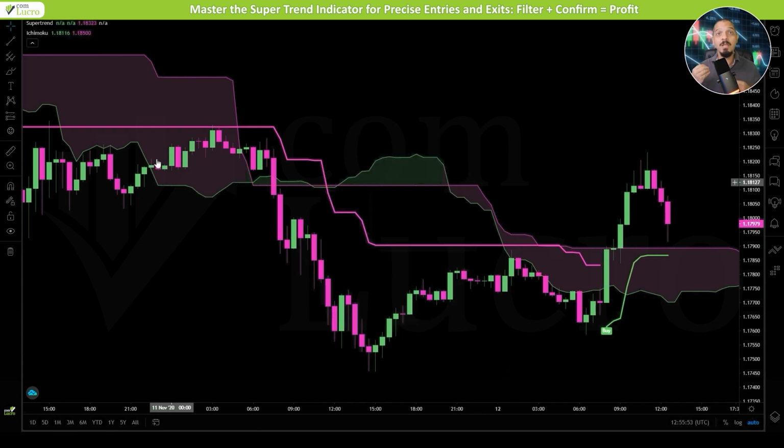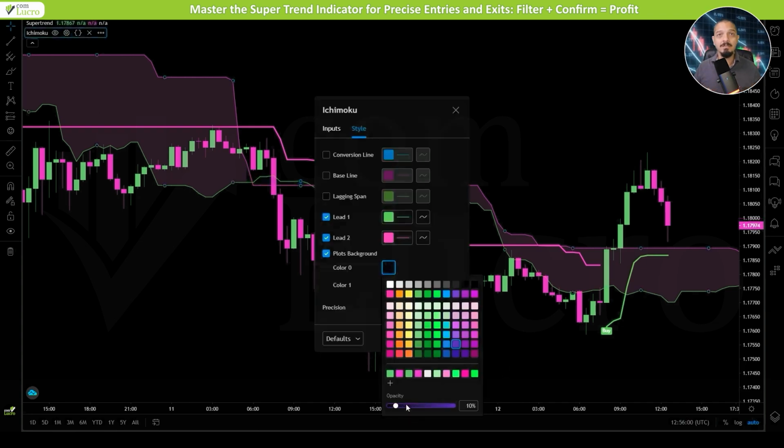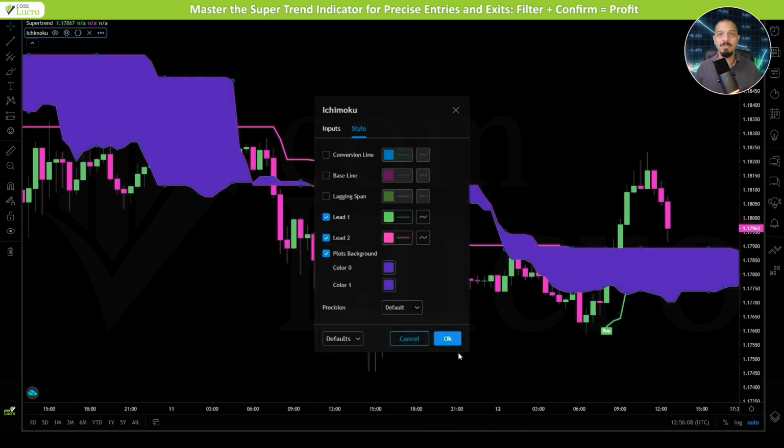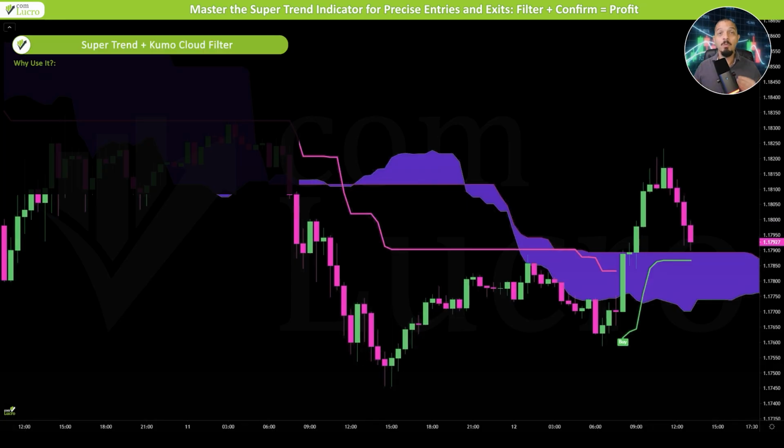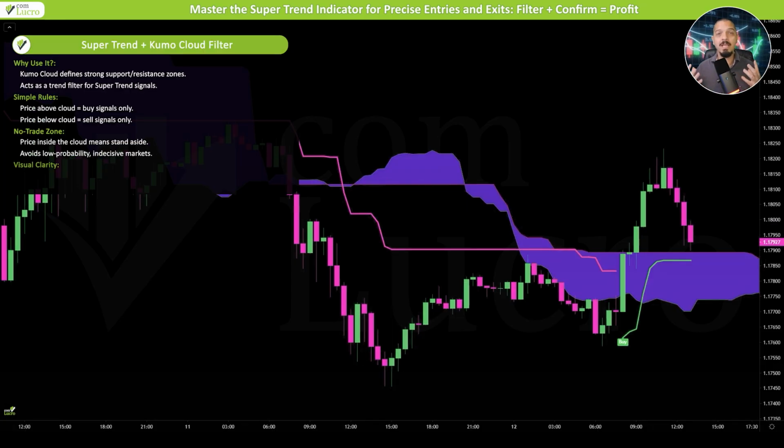I also changed the color so that it's easier to look at. The rules of the Kumo Cloud are very simple. If the price is above the Kumo Cloud, you only take buy signals. If the price is below the Kumo Cloud, you only take sell signals. If the price is inside the clouds, you don't take any positions.